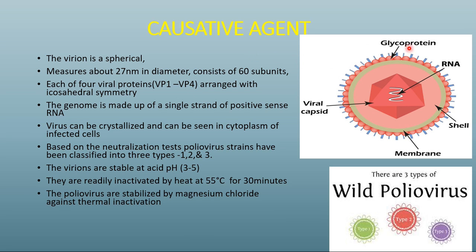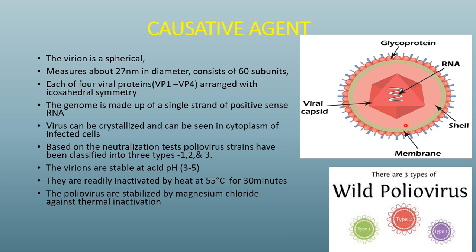Here the virus, or virion, is a spherical particle and measures about 27 nanometers in diameter. As it is spherical, we treat it as an envelope. Internally you see icosahedral symmetry, which consists of viral proteins like VP1, VP2, VP3 and VP4. The genome is a single stranded, positive sense RNA. In laboratory diagnosis, we can crystallize this virus and see it in the cytoplasm of infected cells.